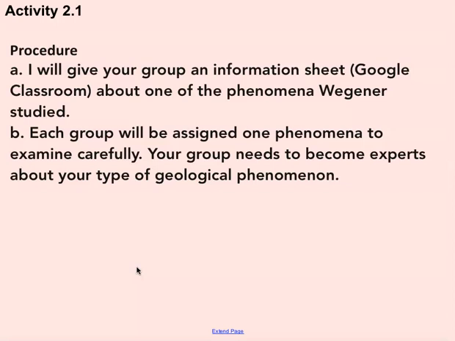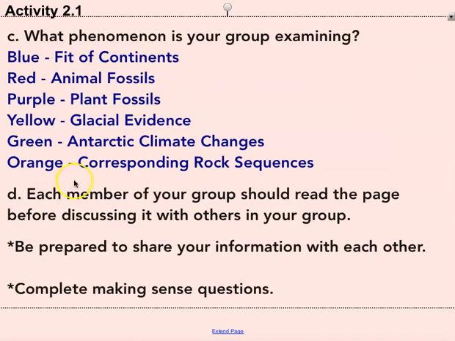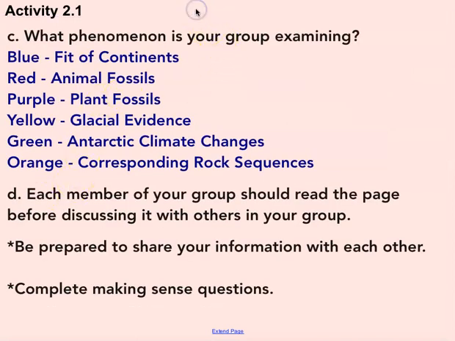And then for B, each group will be assigned one phenomenon to examine carefully. Your group needs to become experts about your type of geological phenomenon. If you're doing this in class, if you look above you, all your groups have not only a number, but they have a color. This is how we're going to divide up the work. Ultimately, you're going to present your findings to the class. If you're doing this in class, I'm going to have you put your notes onto a PowerPoint presentation that you're going to present to the rest of the class.